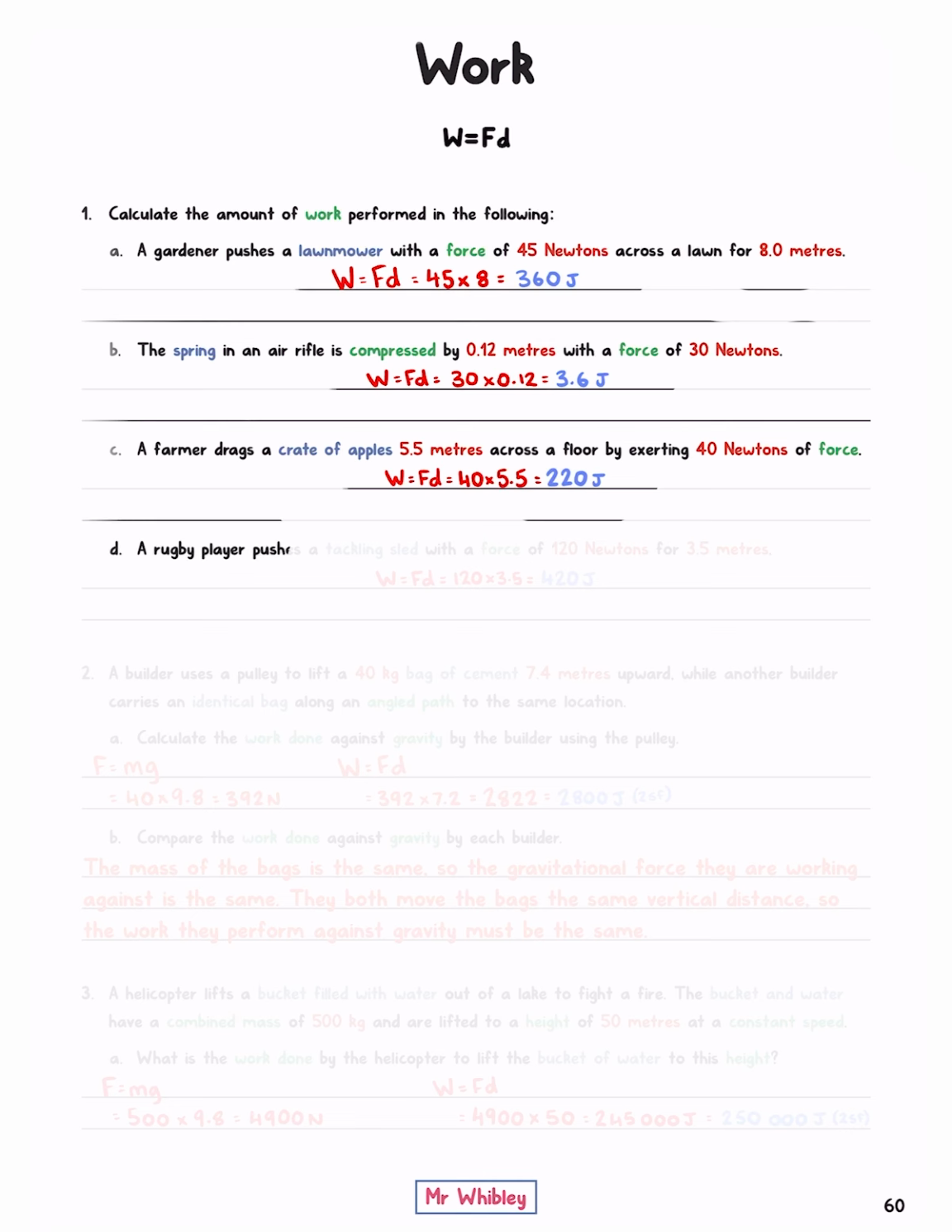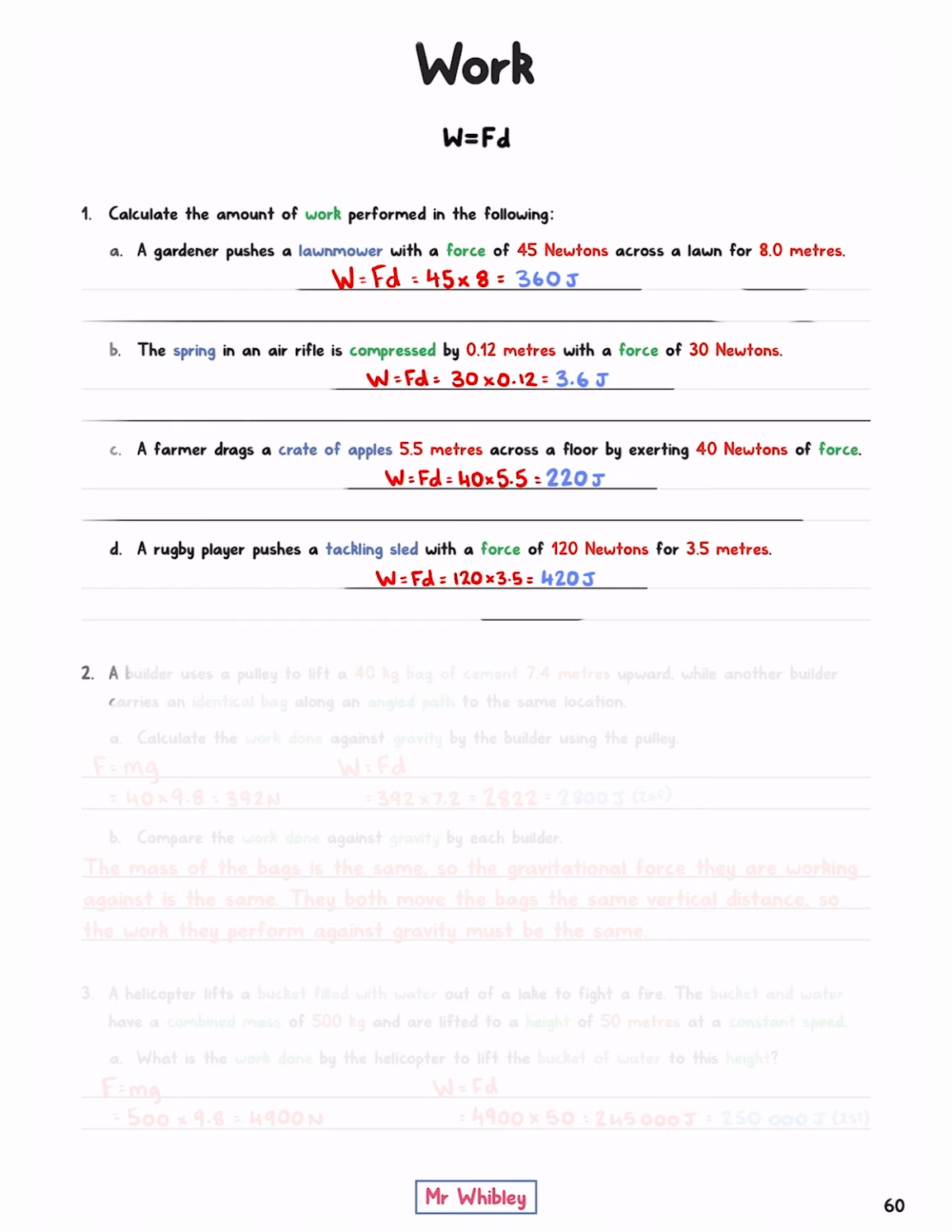A rugby player pushes a tackling sled with a force of 120 newtons for 3.5 meters. Work is force times distance. Our rugby player applies a force of 120 over a distance of 3.5 meters, which gives me 420 joules.